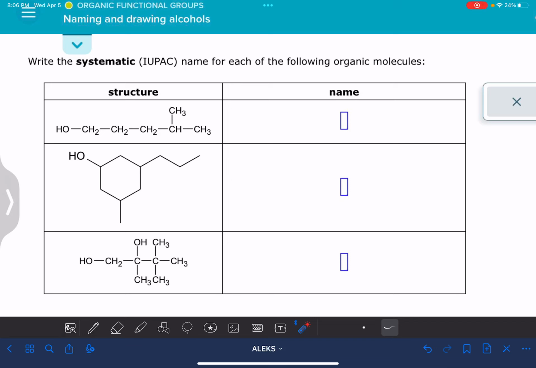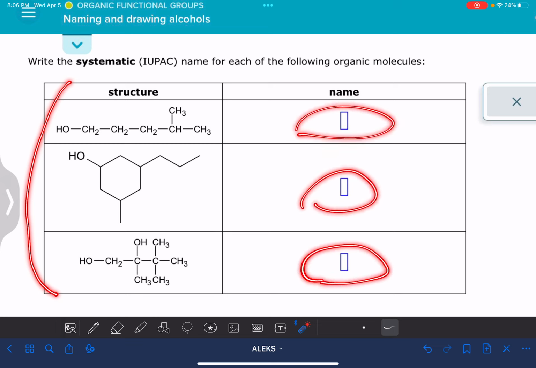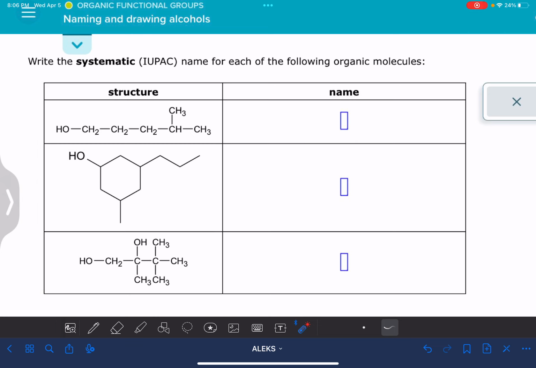In this video, I'm going to show you how to solve the ALEKS problem called naming and drawing alcohols. There's two versions of this problem. In one version, you're going to get the structure of 3 alcohols and you're asked to come up with the names of each of those alcohols. In another version, you're going to be given the name of an alcohol and asked to draw its structure. This is the version of the problem that I'm going to work out for you today.